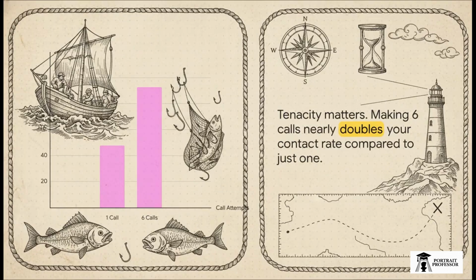So yeah, speed is crucial. But you know what else is? Tenacity. Just look at these numbers. If you make just one call, you have less than a 50-50 shot of even reaching the person. But the book shows that if you call 6 times, you almost double that. You push your contact rate to over 90%. So please, don't give up after just one try.